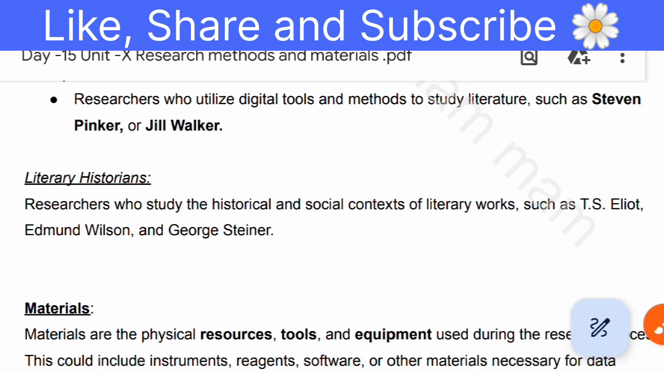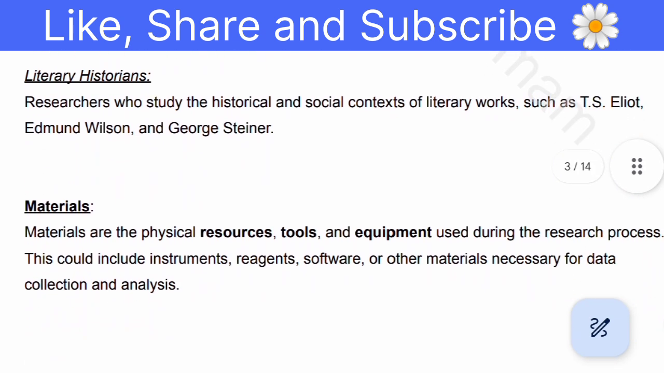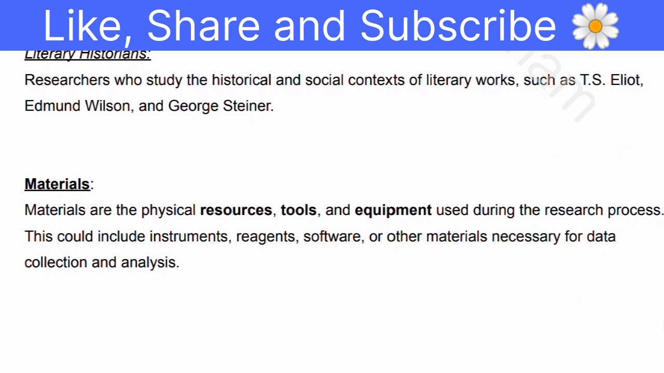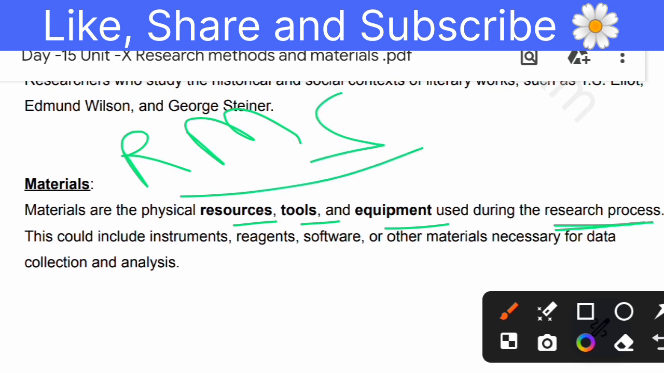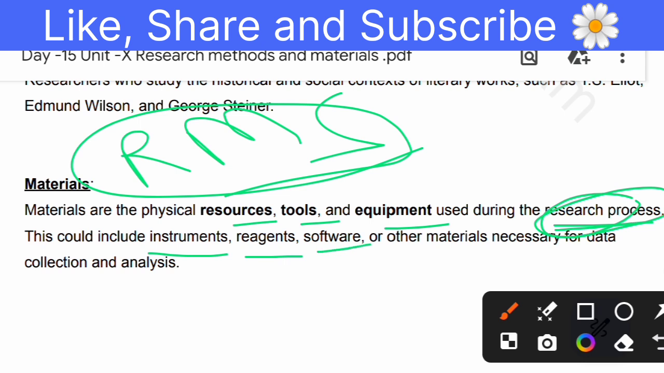Next, after the different methods of research, let's see what is included in materials. Materials are the physical resources, tools, equipment used during the research process. That means if you are using the different research methods that we just studied, in those processes you need tools, equipment, resources to reach the method. So what tools or materials will help you? This is what we study in materials. Resources, tools and equipment used during the research process could include instruments, reagents, software or other materials necessary for data collection and analysis.